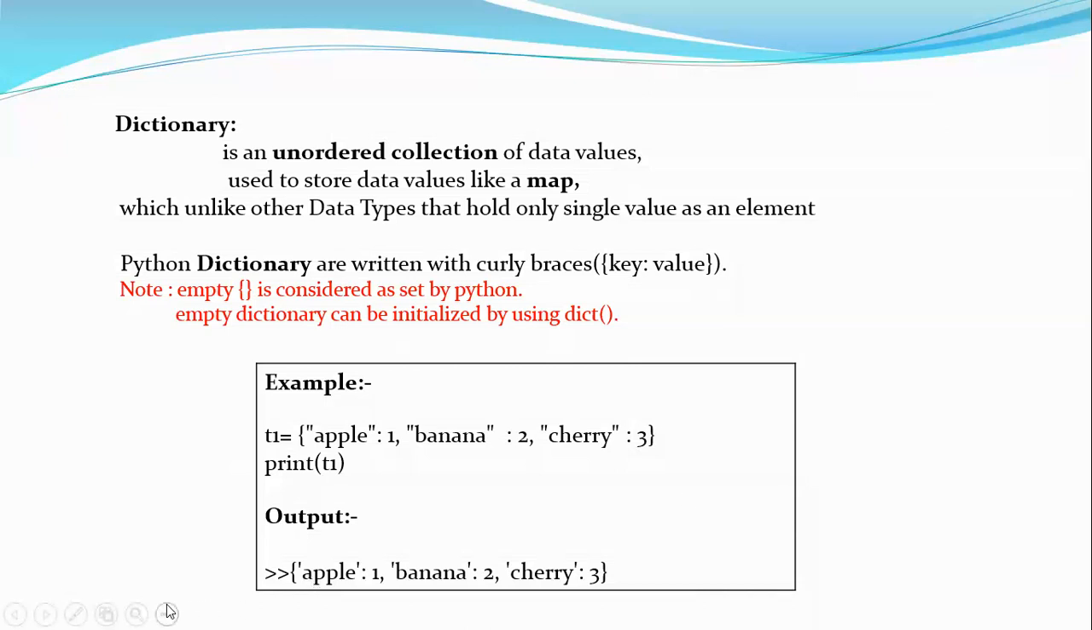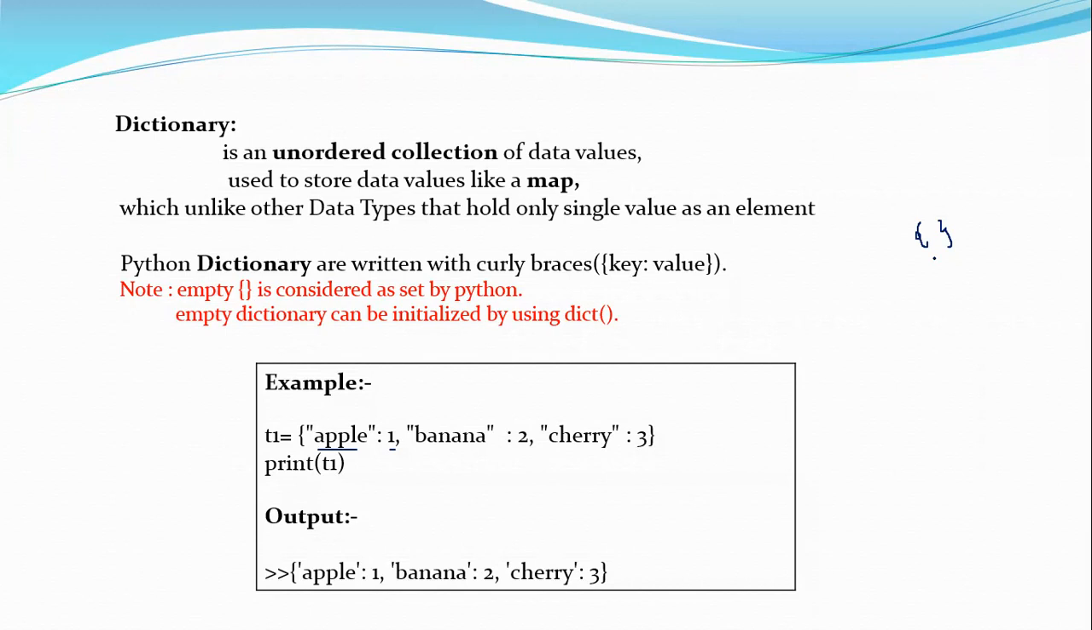Like sets, the representation here is also curly braces. The same curly braces are used, but in sets you have normal data items, whereas here it is key colon value pairs. This is the key and this is the value. If I want to get a particular value, I say the dictionary name of that key. If I say T1 of apple, the value 1 will be obtained. Similarly, T1 of cherry is 3. So everything is represented by a particular key. It can be categorized as a map data structure where every key uniquely identifies a value.